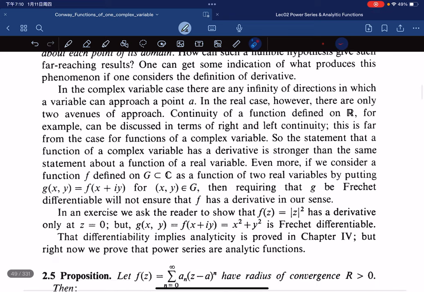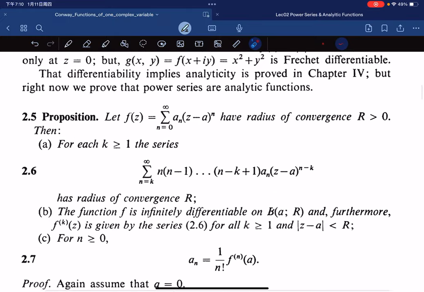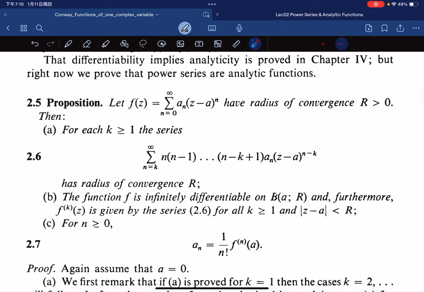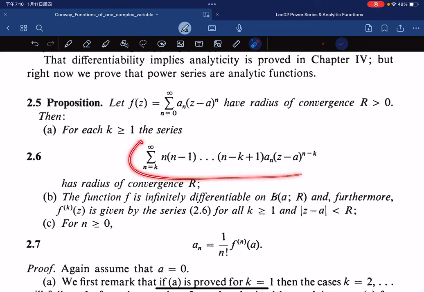So, here's the proposition. We prove that power series are analytic. Let f(z) be a power series with radius of convergence R greater than 0. For each k, this series has radius of convergence R, the same as the given series. And the function f is infinitely differentiable on the ball around a.